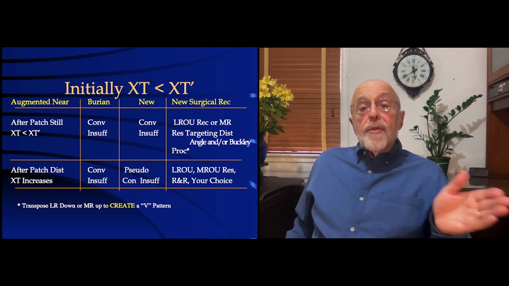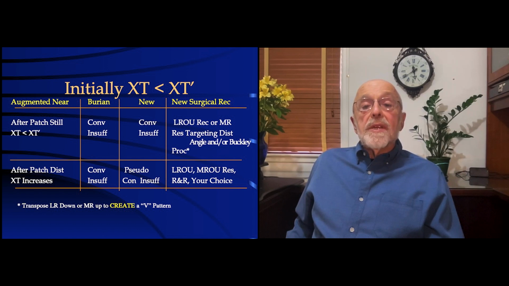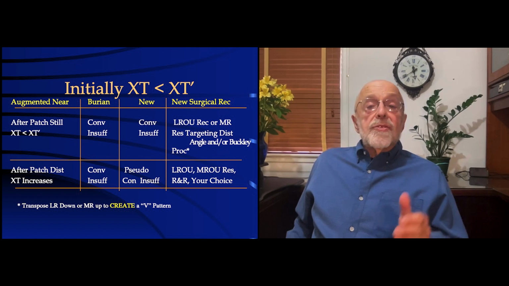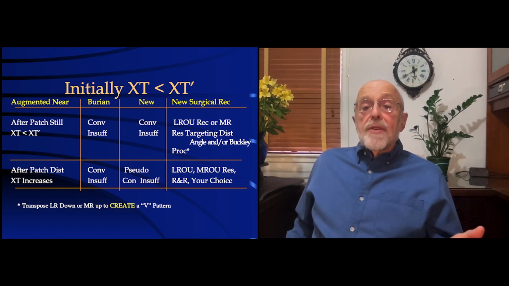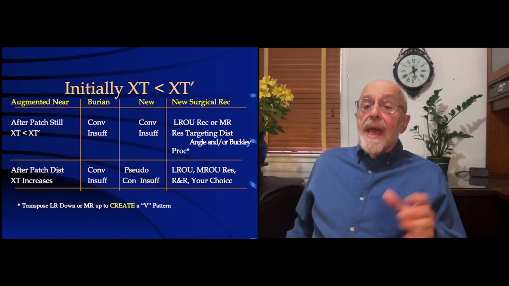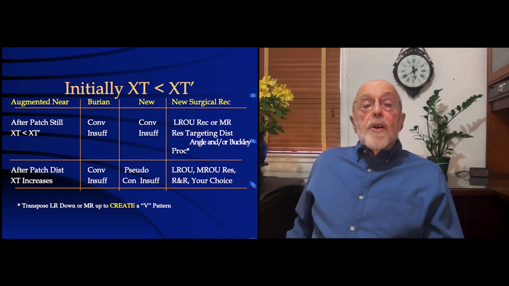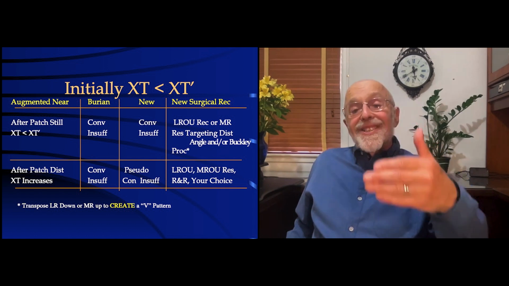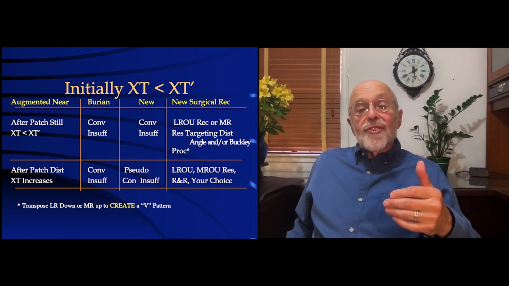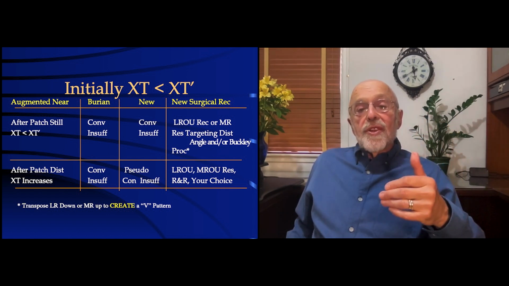We would both classifications would call it a convergence insufficiency, and I just talked about the new surgical recommendations. R&Rs, lateral recession, medial resection, targeting the distance, and or add the Buckley procedure. But there were some patients where after a patch test, the distance deviation increases, and then distance equals near.